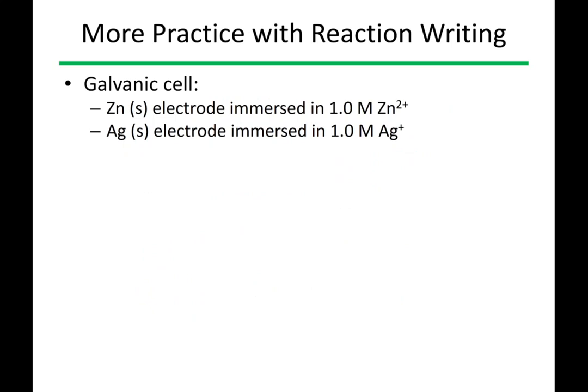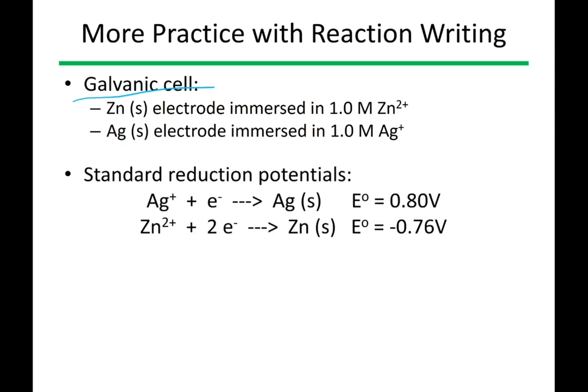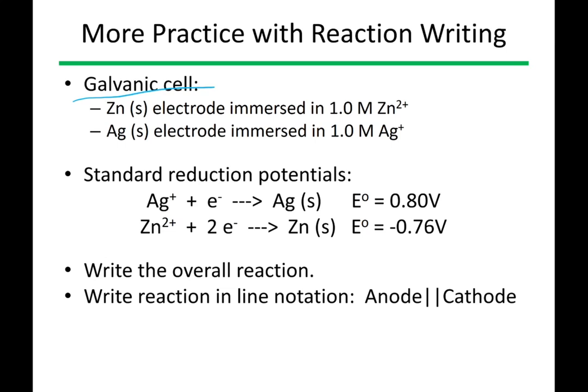Let's look at a little more practice. So say we have a galvanic cell where we have zinc immersed in a zinc solution, silver in a silver solution, and the following standard reduction potentials. Let's write the overall reaction. So to make this be spontaneous, we can see that the one that would run in reverse would be the bottom reaction.